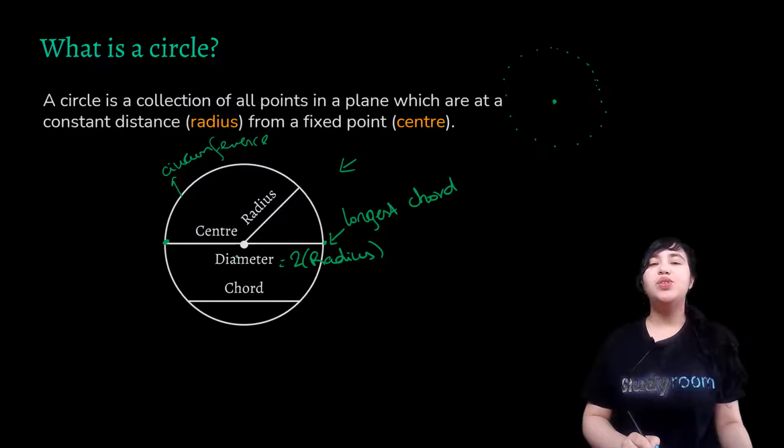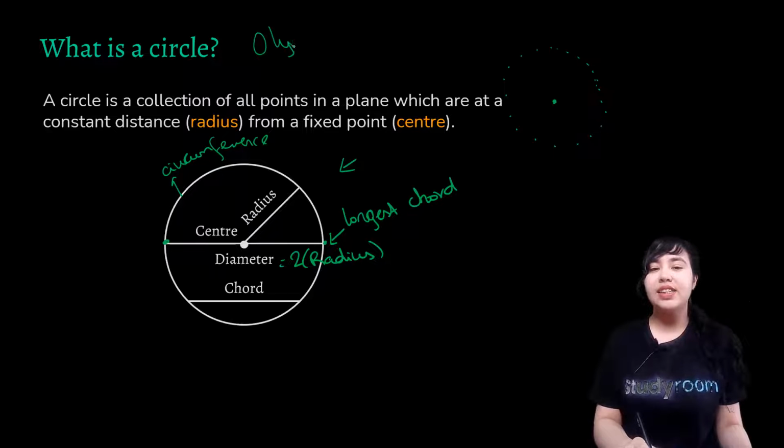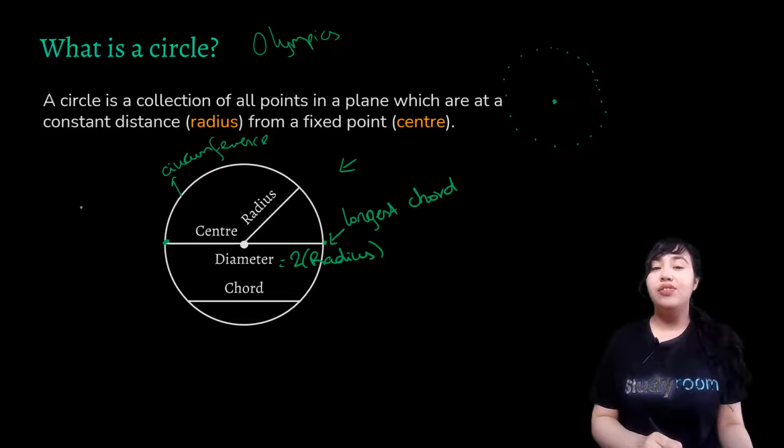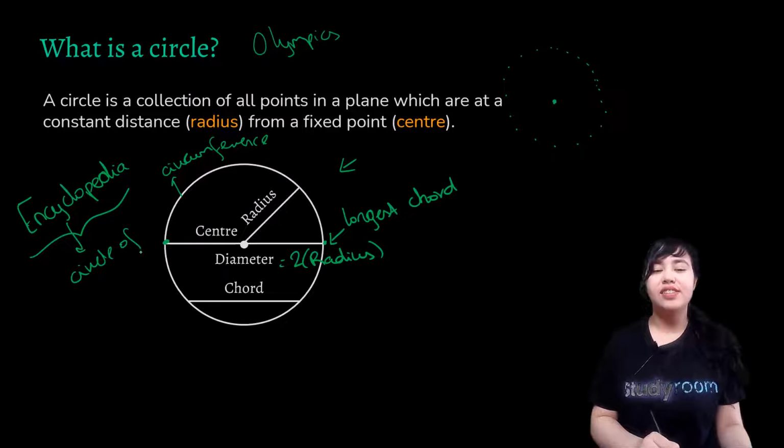Now, I give you a minute to spot 5 circles around you, and let's see how many you can spot. There are different circles around us, like bangles, rings, and the wheels of our cars. What else do we have? Nowadays, you would also be aware of the Olympics. The symbol of the Olympics consists of 5 rings, so those are also circles. And you'll be amazed to know that the word encyclopedia, the book of knowledge, in fact also means the circle of learning.